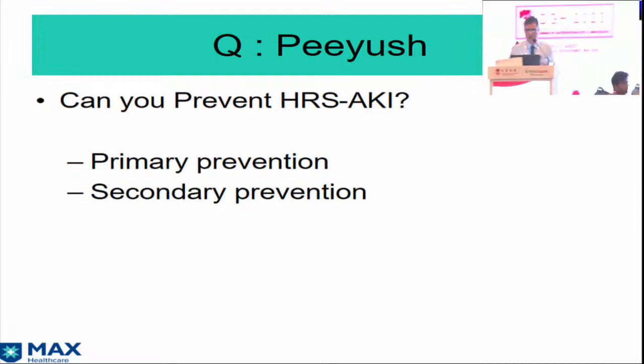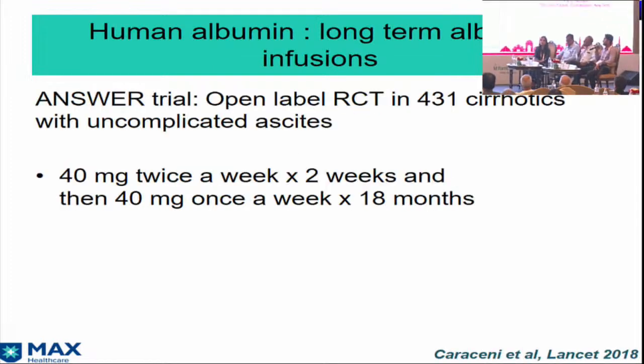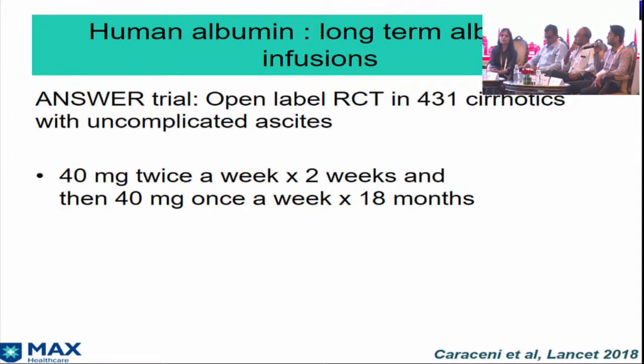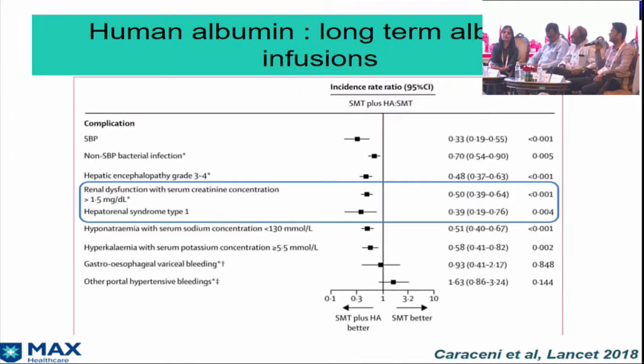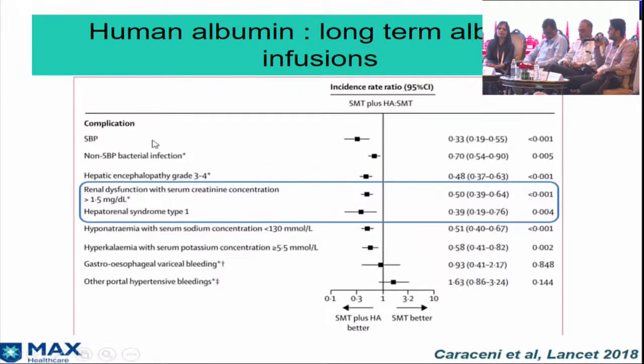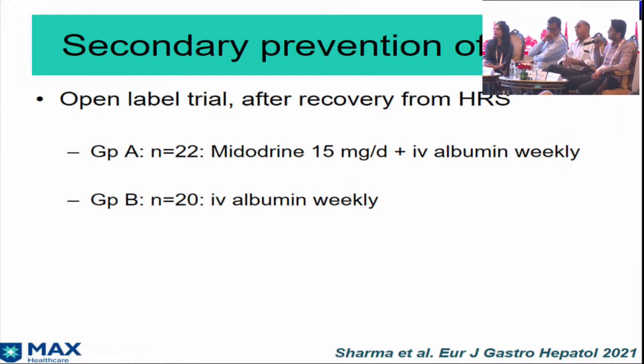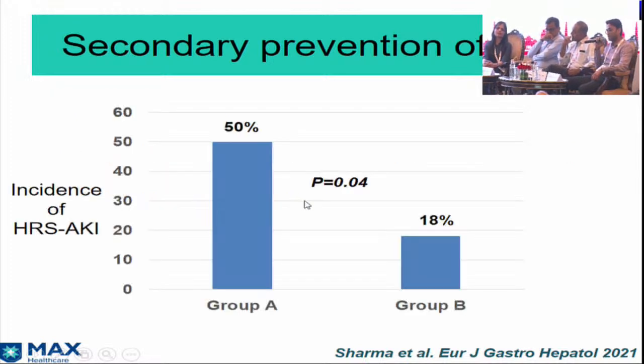Sir, primary prevention, so secondary primary prevention. Yes, there is data from the ANSWER trial which showed survival benefit, but in a specific subgroup of patients, uncomplicated, not survival, HRS reversal benefit in uncomplicated cirrhotics. And for secondary prevention, there is a recent study from Sharma et al. Of a small sample size, but yes, definitely, in patients who had experienced HRS, with the use of midodrine and IV albumin weekly, there was benefit in preventing HRS. So, but we need more data, more robust data in this regard.